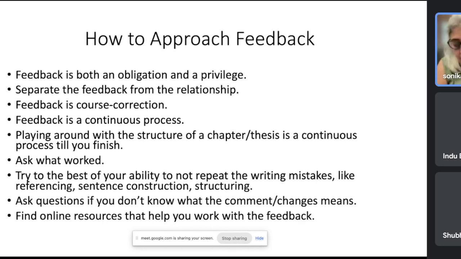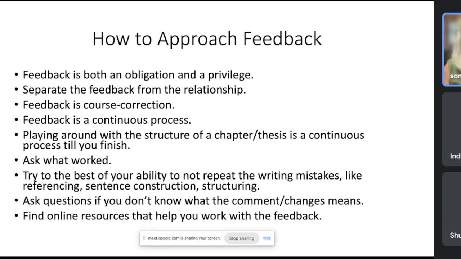Okay. And if there is feedback with regard to the research and you don't understand what a comment or a change means, always ask. Make a list of things and ask for a meeting and say, can I discuss this? Because I would like to understand this better. I would like to work on this to make sure that I'm moving in the right direction.